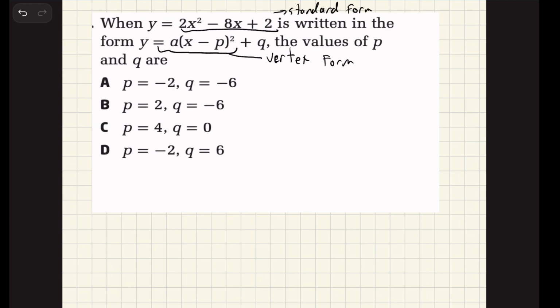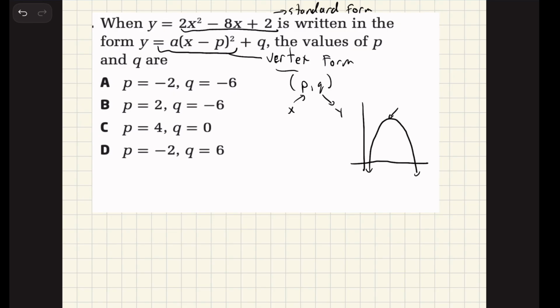When it comes to the vertex form, it is good for finding the vertex, which is namely the values of p and q at the max or the minimum. And when we say p and q, for p, we're referring to the x coordinate, and for q, it's the y coordinate of the max or the min. So imagine I have a graph here, and I have, let's say, a quadratic that opens downwards like this.